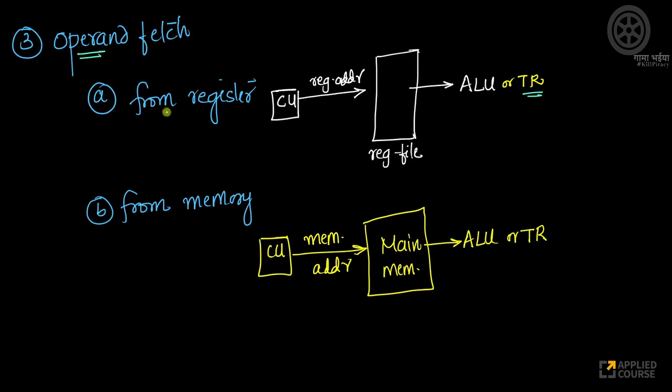So for example, imagine this operand is in a register. Then the control unit sends the register address to the register file. Suppose this register address corresponds to this register. This register value is sent to the ALU and it is stored temporarily in the temporary register of the ALU itself. Right? On the other hand, if the operand is in memory, then the control unit sends the memory address to the main memory. The main memory sends us the actual data that is stored in this memory address to the ALU, or to be more specific, to the temporary register in the ALU.